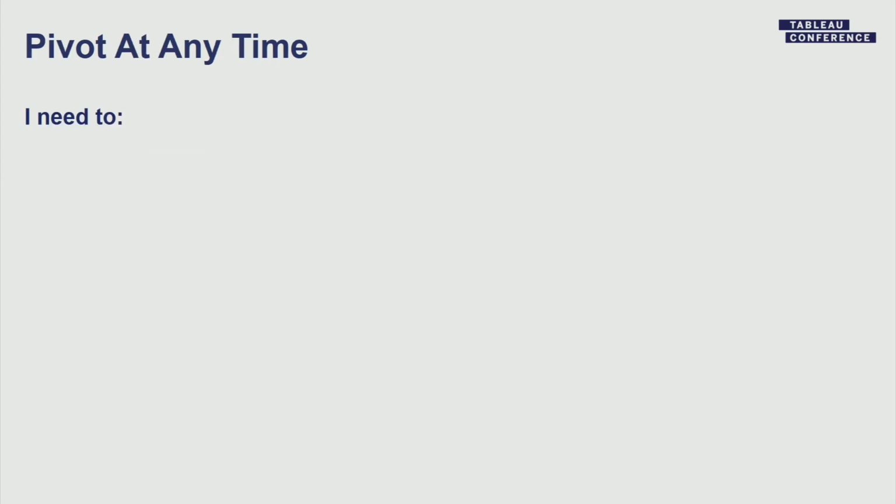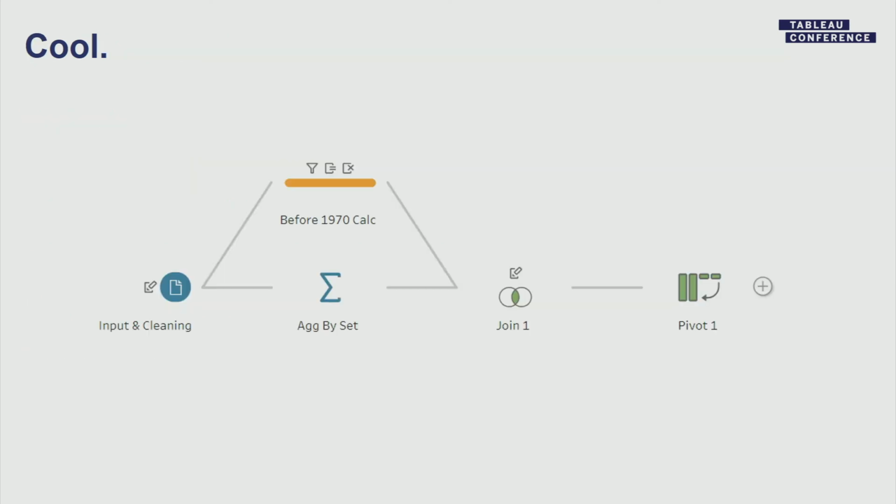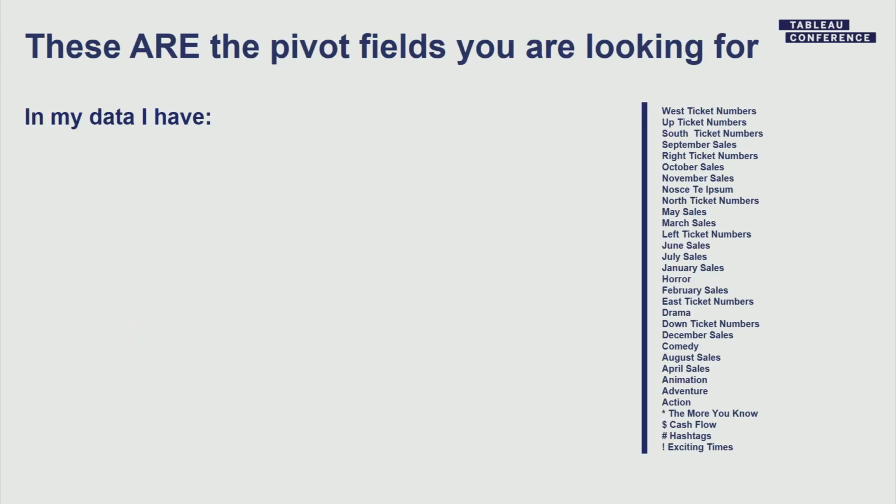Prep shines. So let's say I needed to clean up a few field names, aggregate on some other fields, create a calculated field and filter on it, and then join on that filtered field, and then pivot. What might be tricky in Tableau is simple in Tableau Prep. I open my file, I perform these filters and calculations, I also aggregate, and then I join the two, and then I pivot. Awesome.